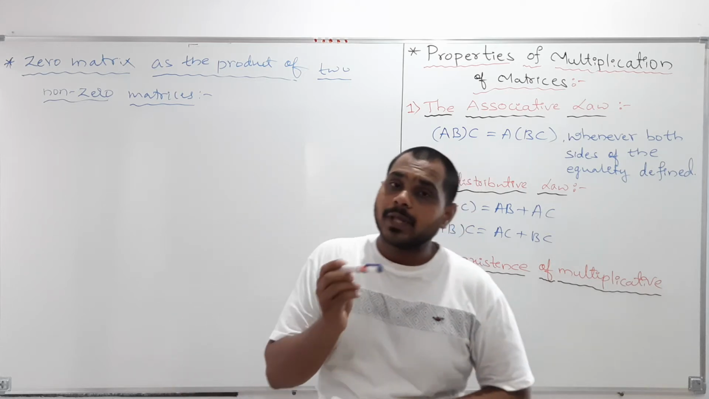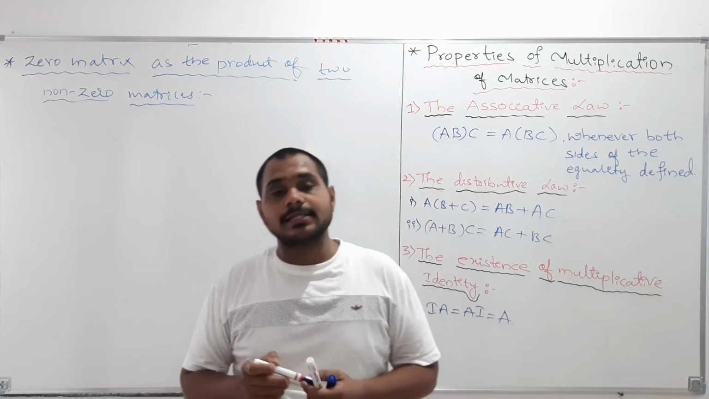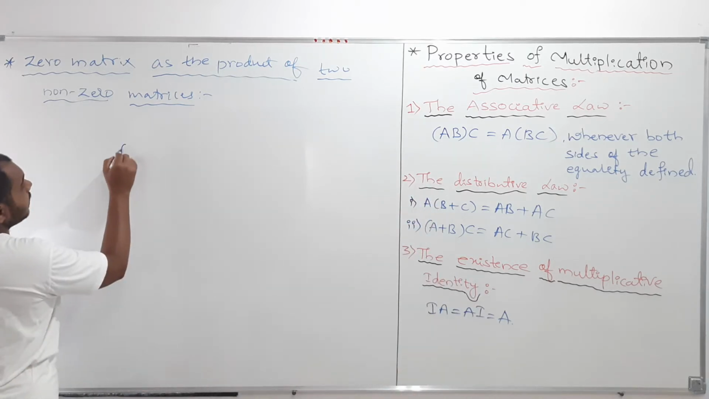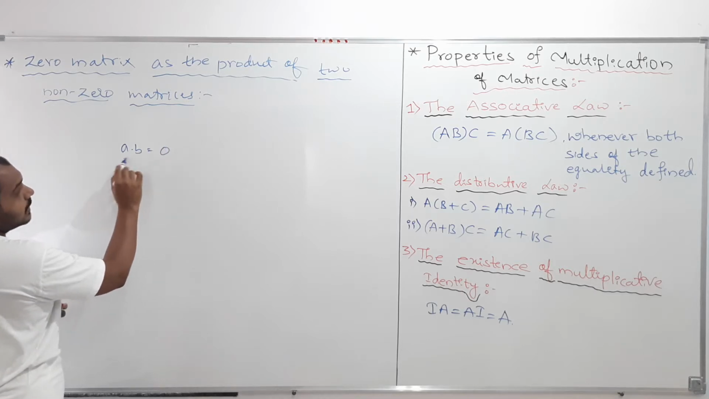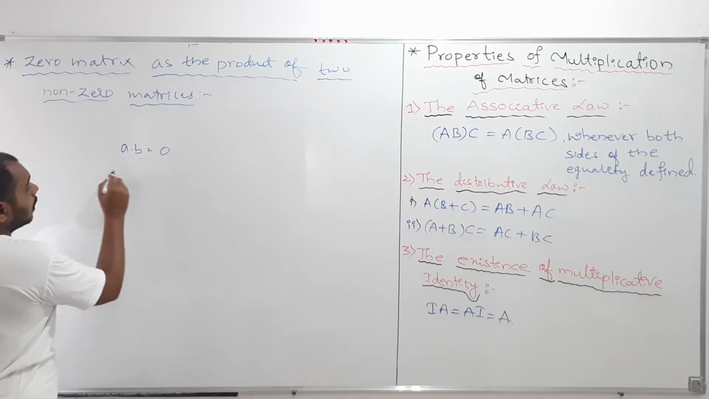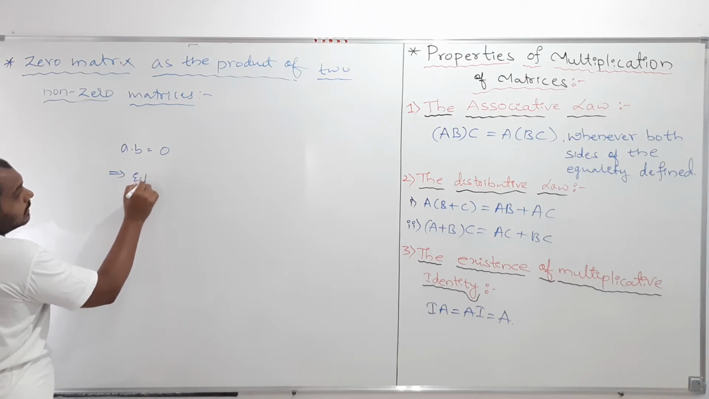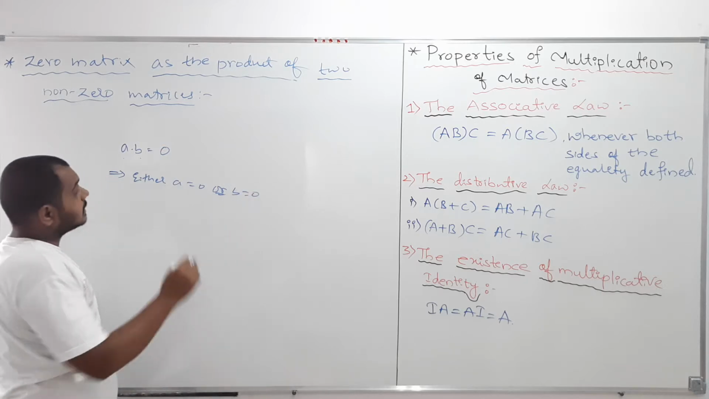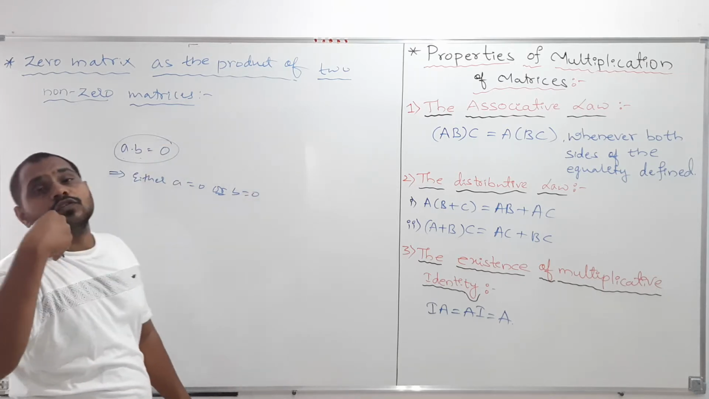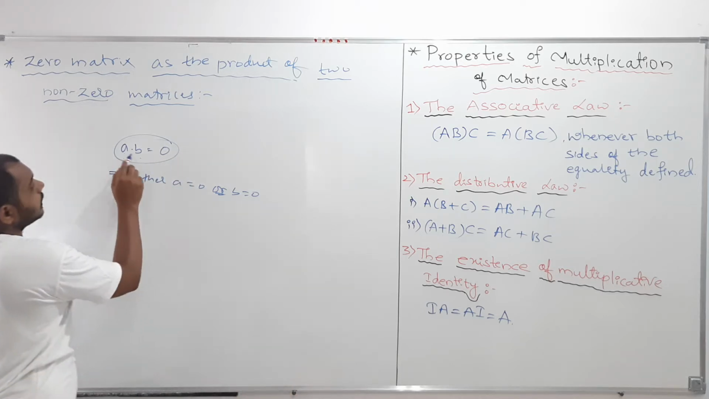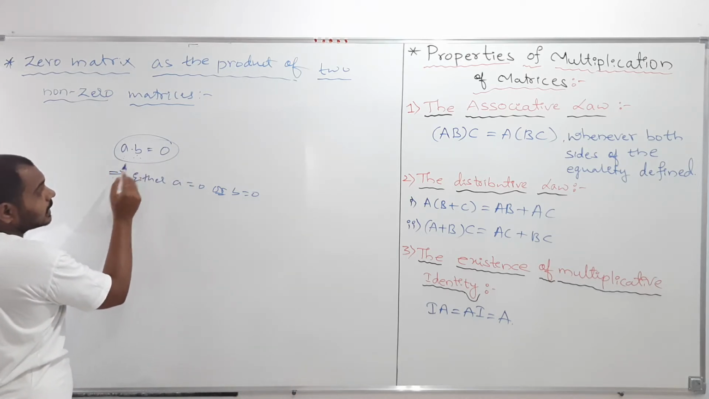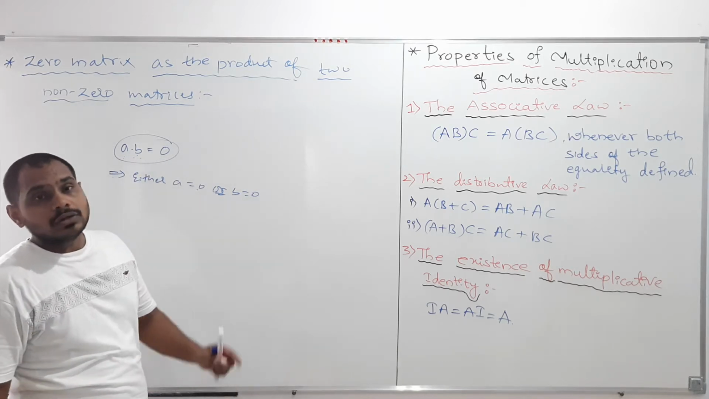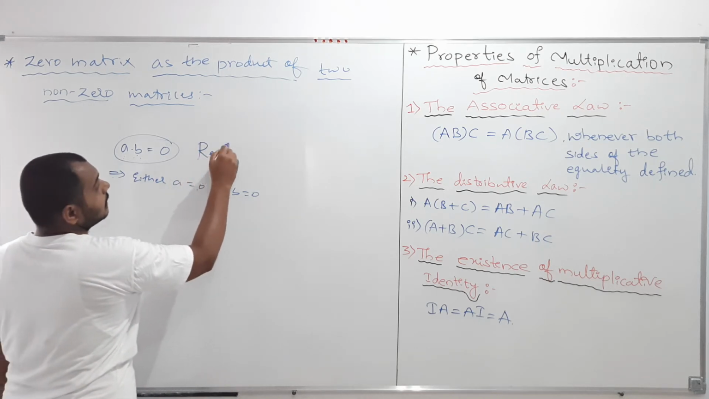So my dear students, in the case of real numbers, we discussed that if A and B are two real numbers and their product is equal to 0, what does it imply? It implies that either A equals 0 or B equals 0. If we take any two real numbers and their product is equal to 0, it indicates that either A is equal to 0 or B is equal to 0. This is in the case of real numbers.